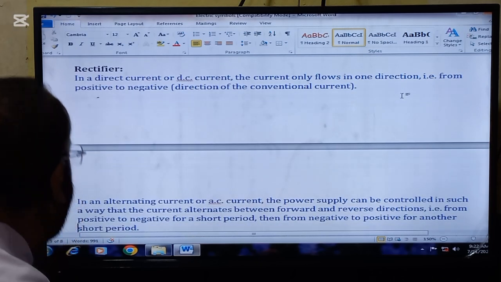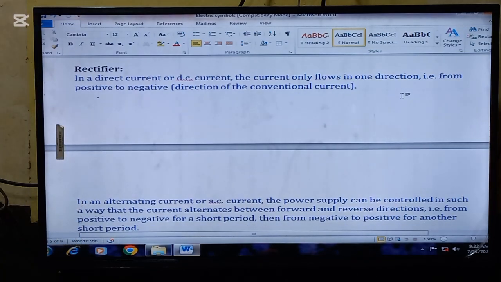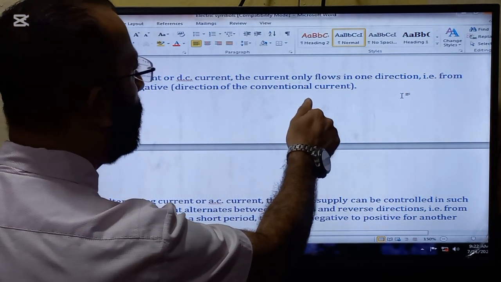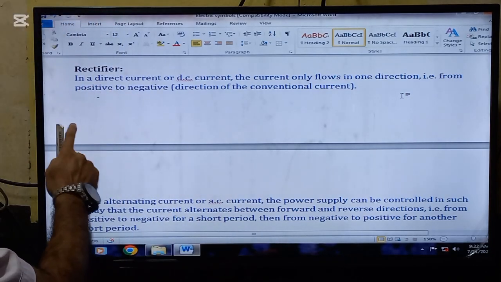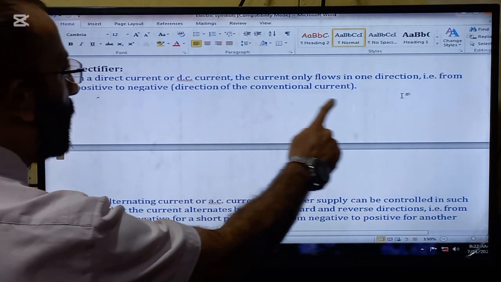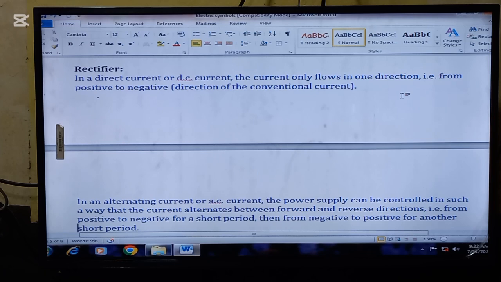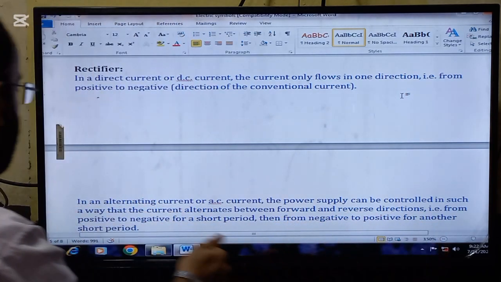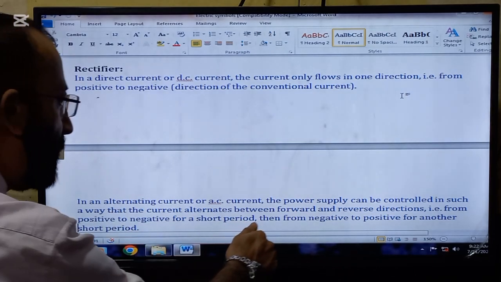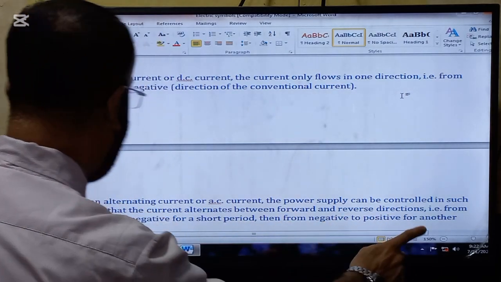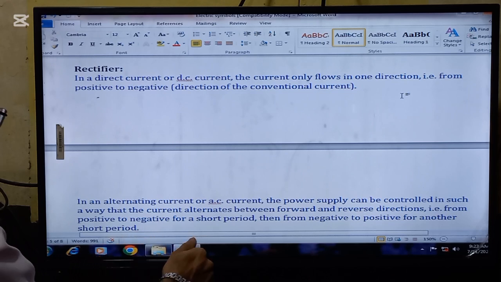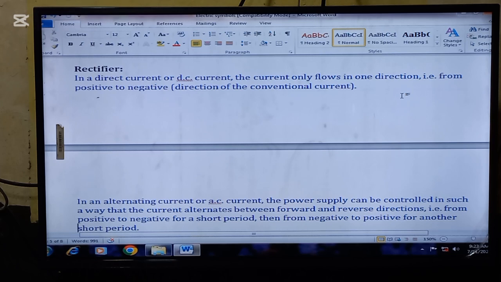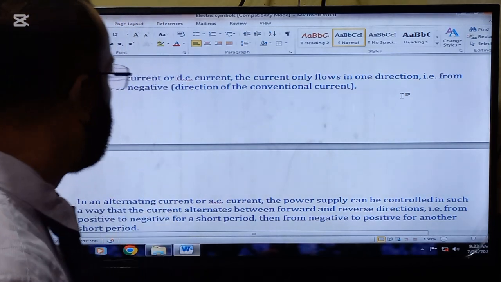The next thing that we are going to read is the rectifier. In a direct current or DC current, the current only flows in one direction, that is from positive to negative, the direction of the conventional current. In an alternating current or AC current, the power supply can be controlled in such a way that the current alternates between forward and reverse directions, that is from positive to negative for a short period, then from negative to positive for another short period. So this is a very important point to remember, students.